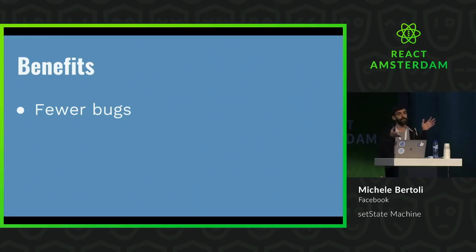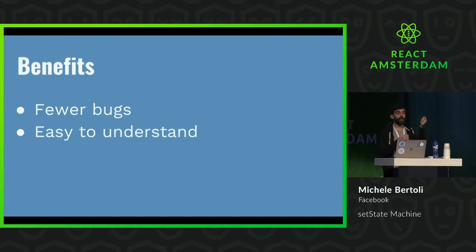He split a team into two, and one part of the team was using state charts to build the software application, and another part of the team wasn't. And the part that was using state charts had 80% fewer bugs. It's easy to understand because you have this visual way to represent your state that you can even share with the rest of your team, not just the engineers. Designers, for example, already use state charts when they design the user flow.